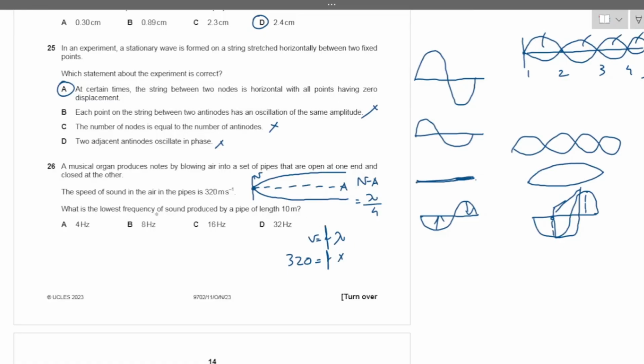So wavelength, we have lowest frequency of the sound produced by the pipe is 10 meters, right? So 10 meters is the total length over here, right? 10 meters is the total length equals to lambda by 4. Because we just figured this out, the lowest stationary wave will have lambda by 4 over here. That means lambda over here would be 40 meters. We have 40 meters, then back into the original equation, then 320 divided by 40, that would give us frequency as 8 hertz. So your option is option B.